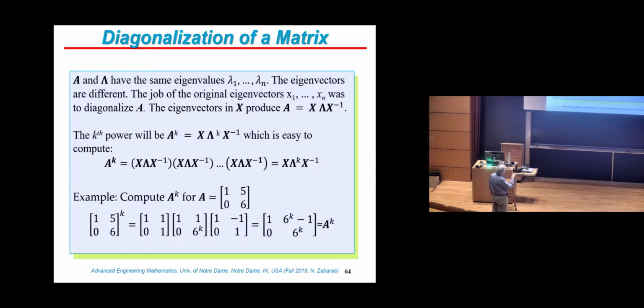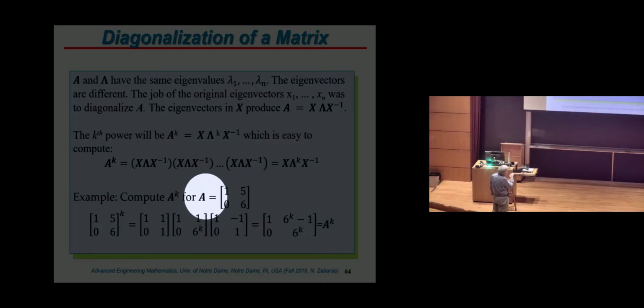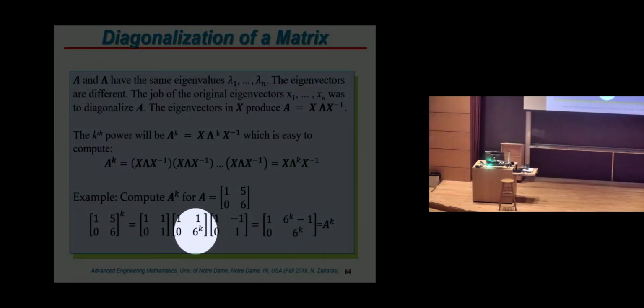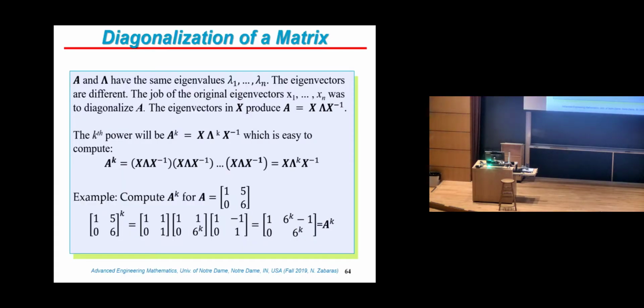Let me do an example to show you how easy it is. Suppose somebody gives you this matrix and asks you, can you find A to the power k? And A to the power k can be A to the power 55. Some of you may start multiplying in MATLAB, but look how easy the calculation is. You calculate the matrix X, the eigenvectors, and the inverse of X. You take the 2 eigenvalues, which are 1 and 6, to the power k, and you do this little multiplication only, and here is A to the power k for any k.